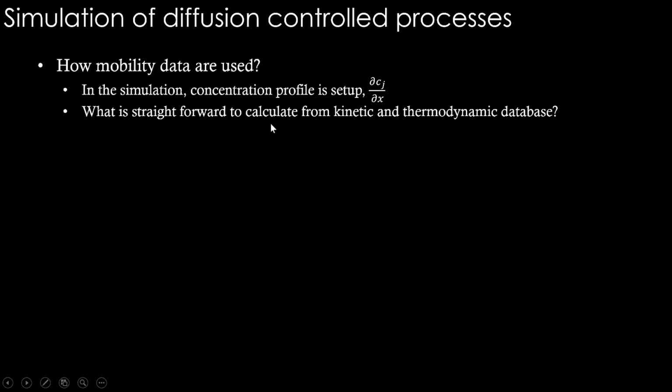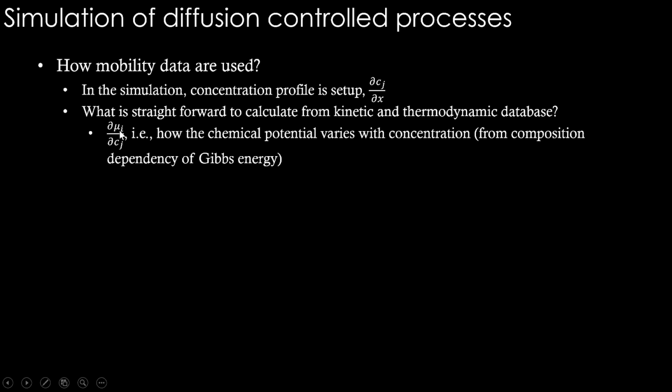Then what is straightforward to calculate from the kinetic and thermodynamic databases? We can see that. See, d mu I by dou Cj. That is the chemical potential for different concentrations. Okay, how the chemical potential varies with the concentration. This can come from the composition dependency of Gibbs energy, right? So chemical potential comes from Gibbs energy, and for different concentration materials, what the chemical potential is going to be can come from Gibbs energy's dependency on composition. That can come from the thermodynamic database, right? And what comes from kinetic databases is mobility information that will be connected shortly in this.